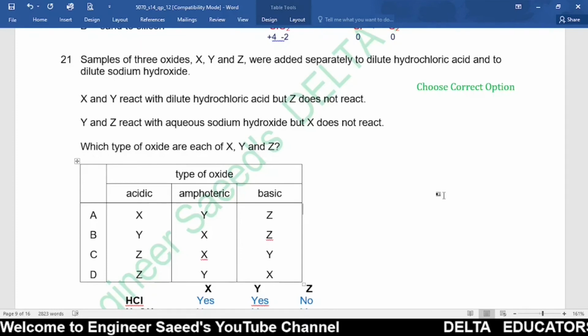Question 21. Samples of three oxides X, Y and Z were added separately to dilute hydrochloric acid and to dilute sodium hydroxide. X and Y react with dilute hydrochloric acid, but Z does not react. Y and Z react with aqueous sodium hydroxide, but X does not react. Which type of oxide are each of X, Y and Z?